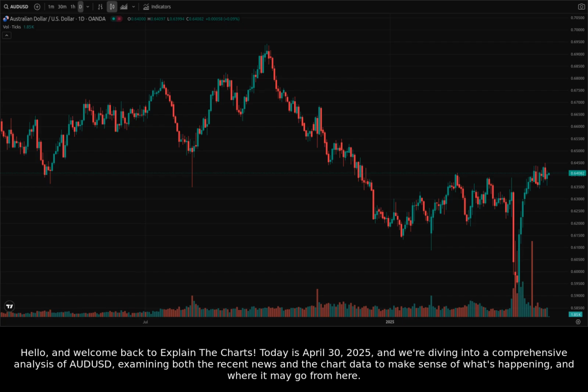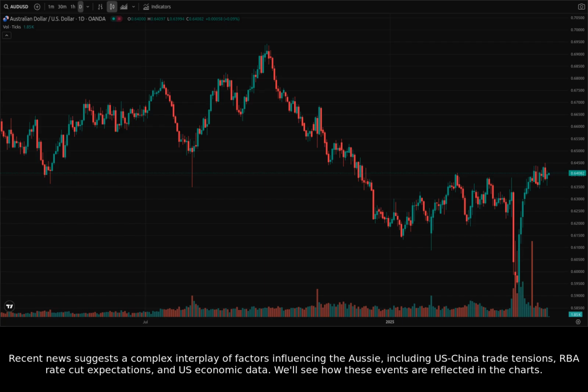Today is April 30th, 2025, and we're diving into a comprehensive analysis of AUDUSD, examining both the recent news and the chart data to make sense of what's happening and where it may go from here. Recent news suggests a complex interplay of factors influencing the Aussie, including US-China trade tensions, RBA rate cut expectations, and US economic data. We'll see how these events are reflected in the charts.